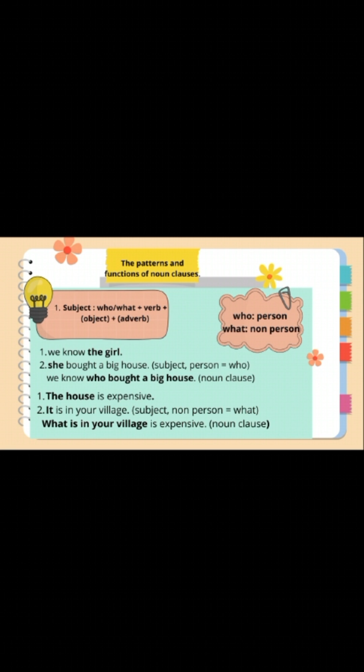Next, the first sentence, the house is expensive. The second, it is in your village. It as a subject shows a non-person because it explains the house, so we must use what. It will be, what is in your village is expensive. What is in your village is a noun clause.